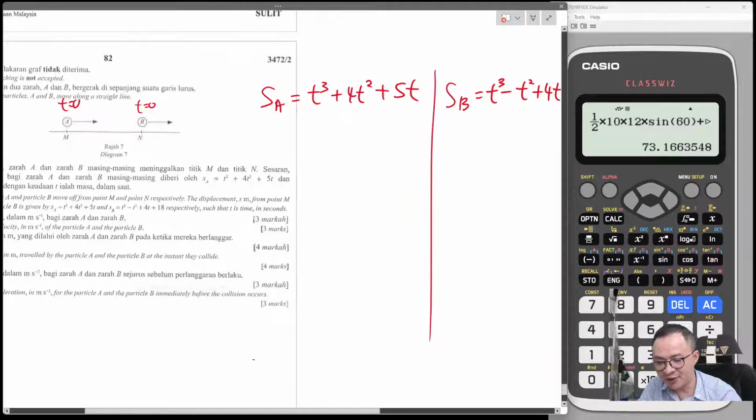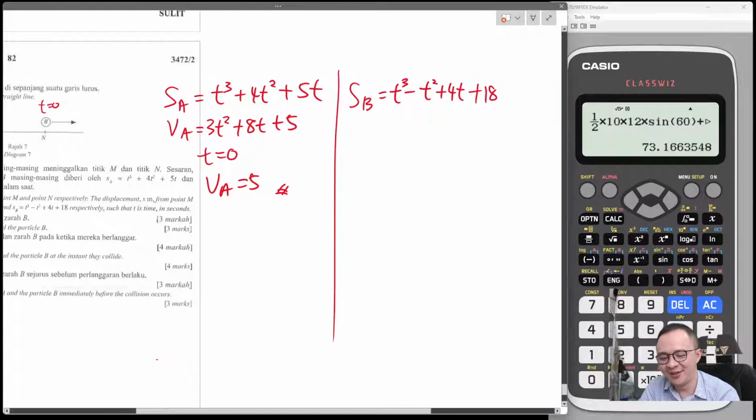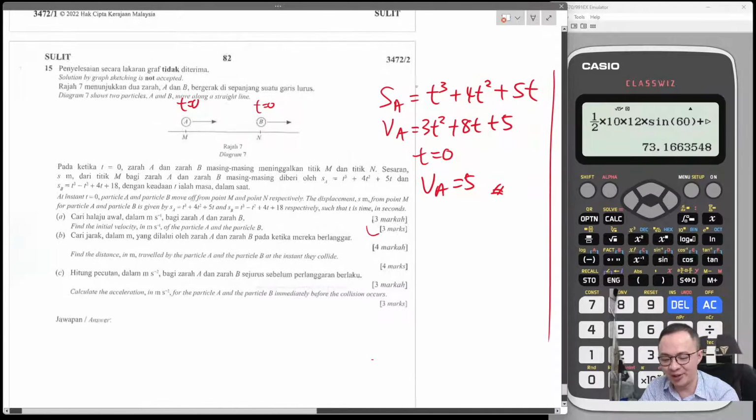Okay, so velocity is differentiation, right? 3t squared plus 8t plus 5. So initial means what? When time equals 0, VA is 5. Done. Do you see? If you love differentiation, definitely choose this one. For B, 3t squared minus 2t plus 4. When time equals 0, velocity B, sub 0 into here, you get 4. Done. 3 marks, easily put into the pocket.